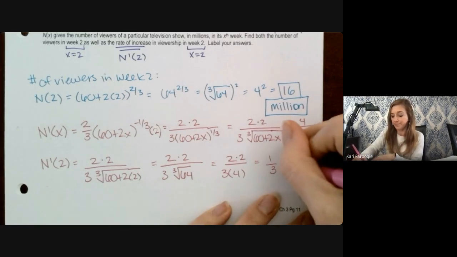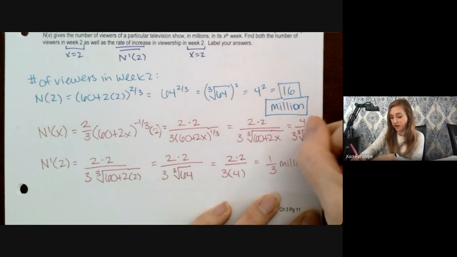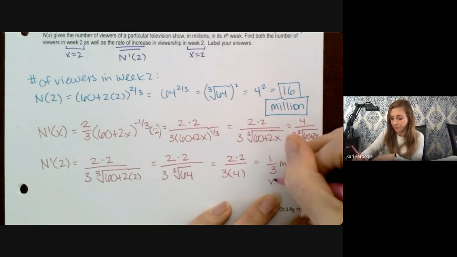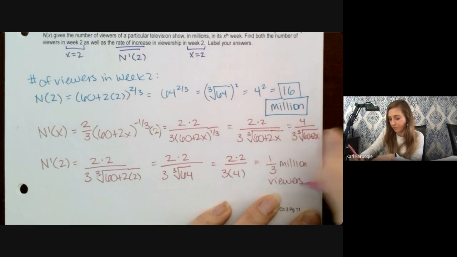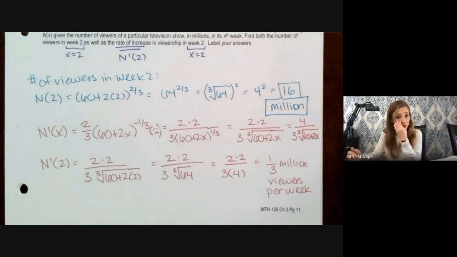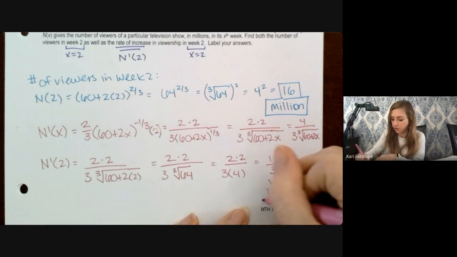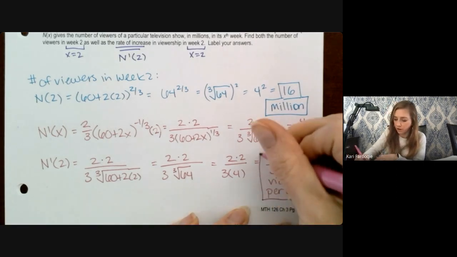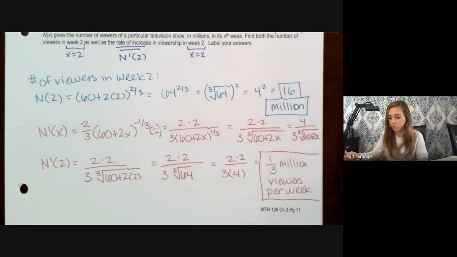Now, this is actually the exact answer. If you feel like that's a really weird answer, like 1/3 million, I mean, I guess, but if you wrote it as like 0.3 million, that's really not even exact. 1/3 and 0.3 are not the same thing. So I would leave it like this: 1/3 million viewers per week.